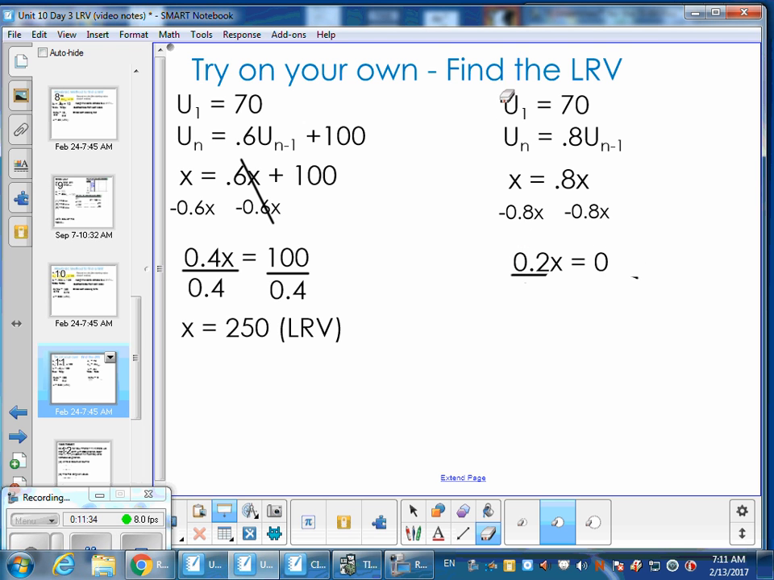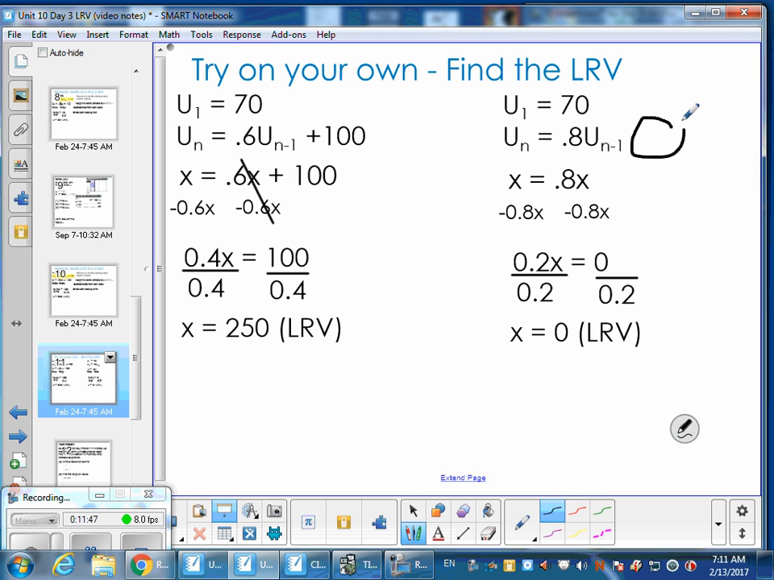This isn't a shifted geometric sequence. It doesn't have the added on portion. So these geometric sequences are always going to go to 0 because 0 divided by 0.2 is still 0. So when it doesn't have this added on portion over here, okay, it's going to go down to 0 or go up to infinity. And most times if it's decreasing because it's 0.8, it's going to go down to 0.